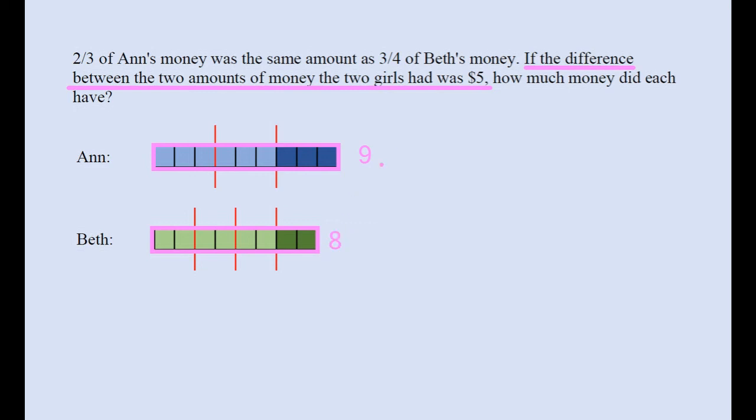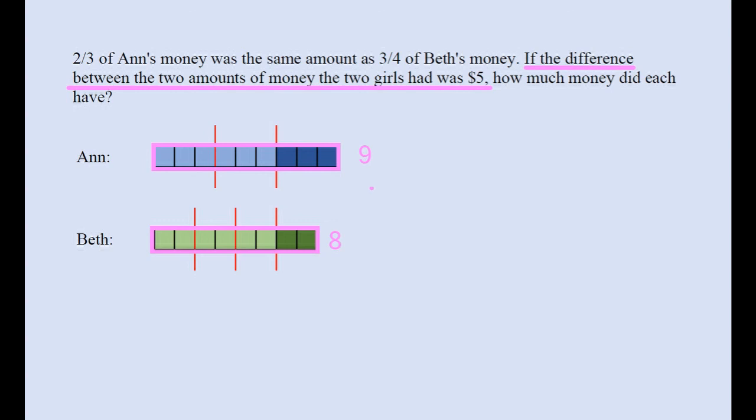And the difference between the two numbers of squares is 1. So 1 square must represent $5. And this is important. You want to pause and reflect and make sure you get it. So Ann has 1 additional square compared to Beth. So 1 square must represent the $5 that Ann has in addition to what Beth has.